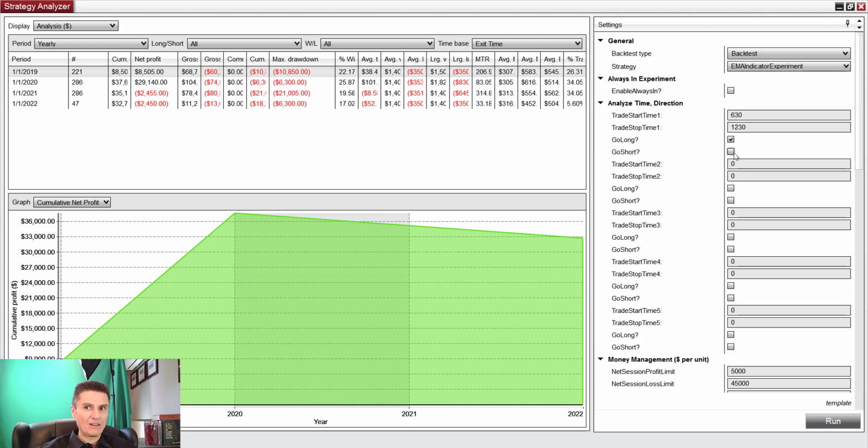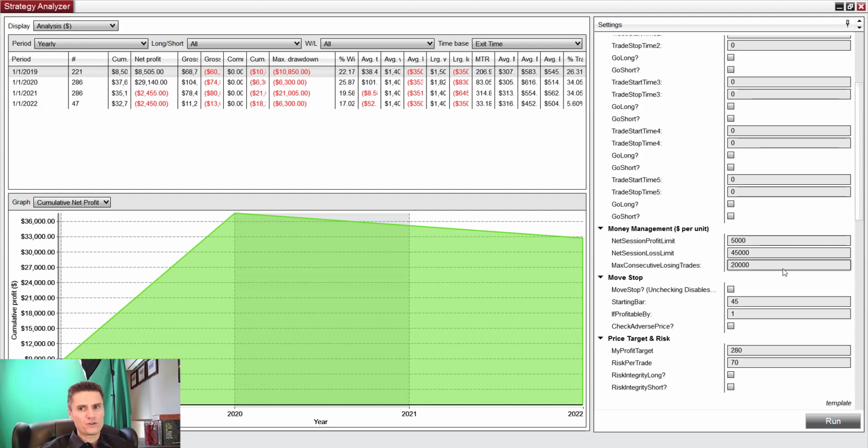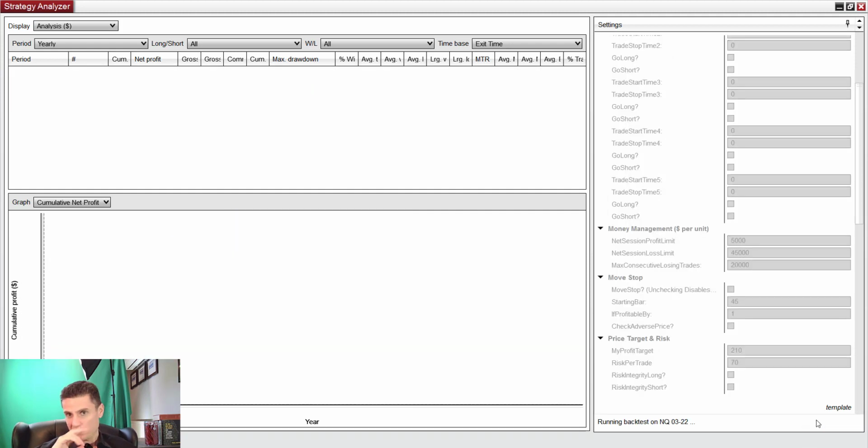So we're done with long. Now let me do short. We've already done 1 to 4 for short. We saw how bad it was. So let's see if it gets any better if we do 1 to 3 and then 1 to 2, and we will be done. And you can make a decision to see if this is something that you want to use or not.